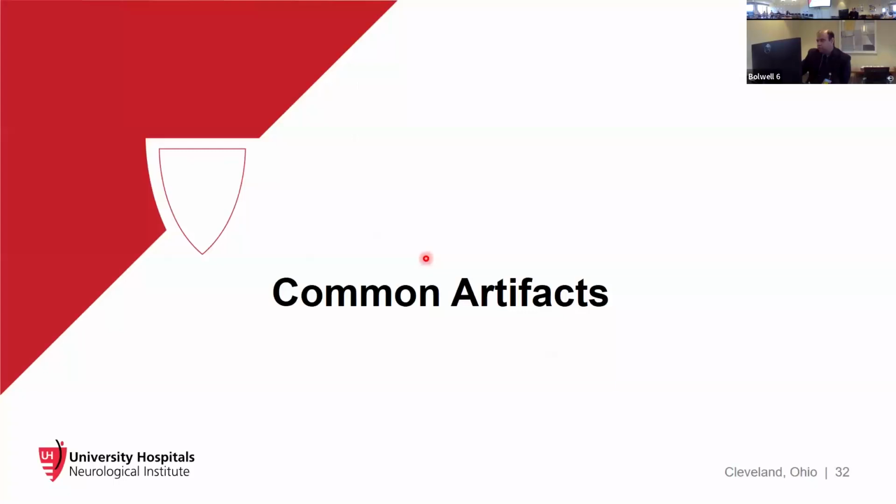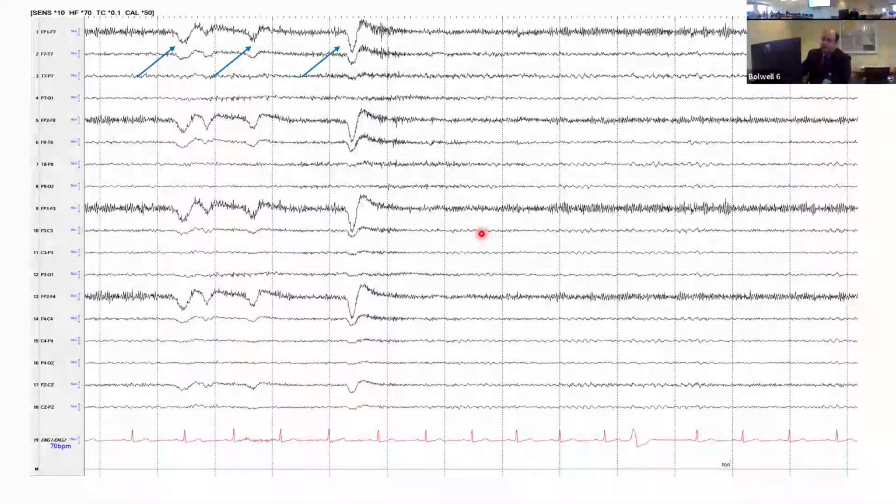The other thing which I think you should be aware of is common artifacts that you're going to see on recordings. Now, you might not see the whole spectrum of this, but I'll show you a few. This is a very common example. Obviously, you're going to be seeing more sleep, but as a person goes from wakefulness to sleep, this is a very common biological artifact that you're going to see. This is an eye blink artifact, okay?